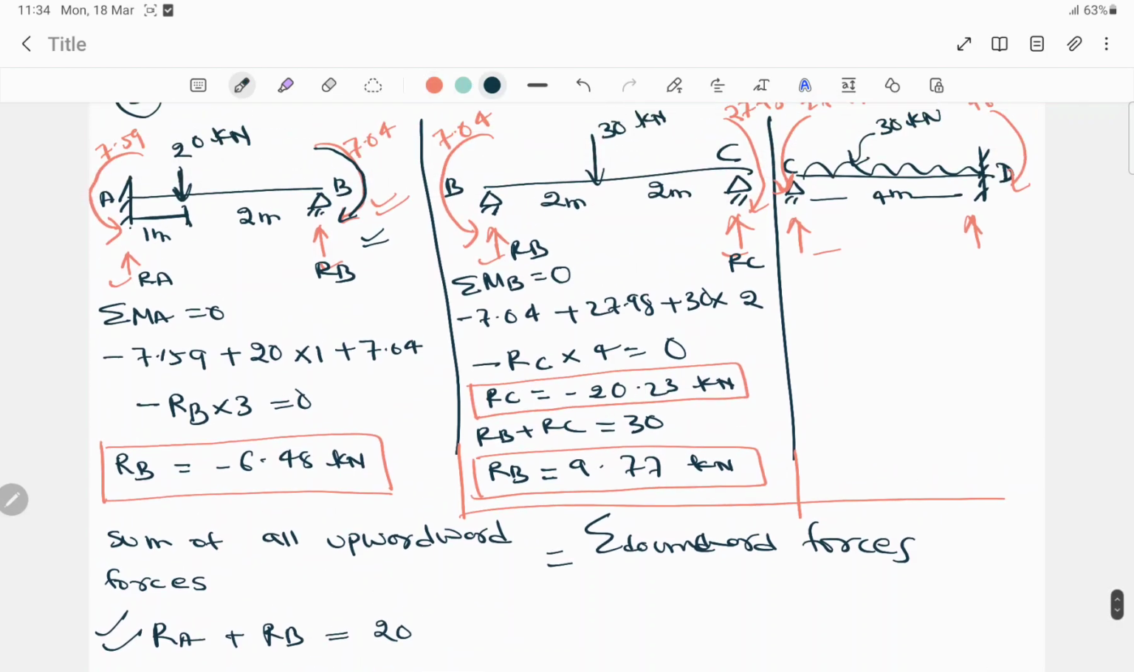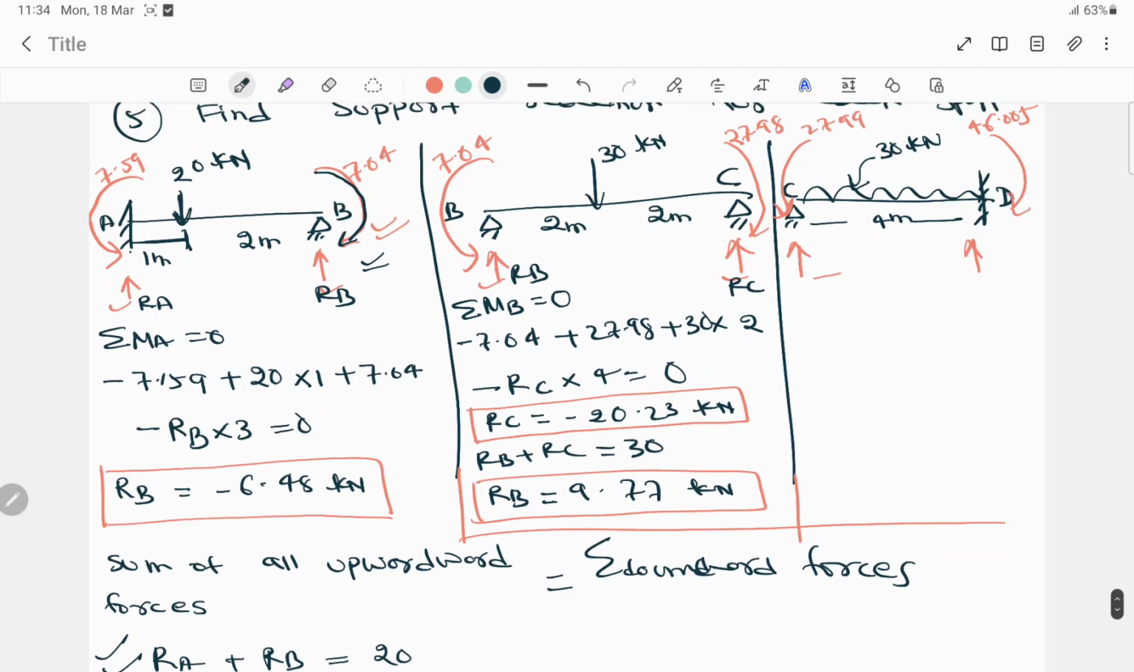Okay, so we have this value as well as the RC value here. Now again we have to solve for the C to D span. Same, summation of all the moments towards C is equal to 0. Then anti-clockwise minus 27.99 plus 46.005 plus 30 into 4 into 4 by 2 minus RD into 4.